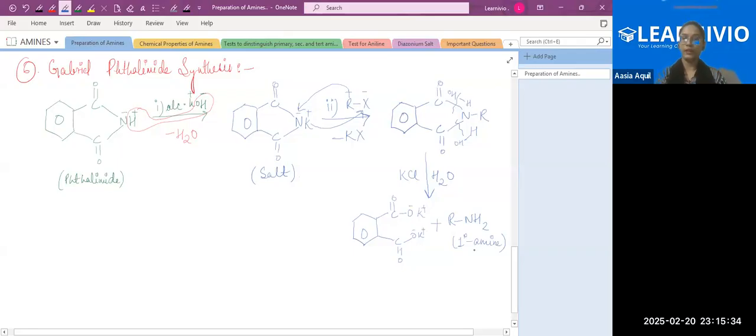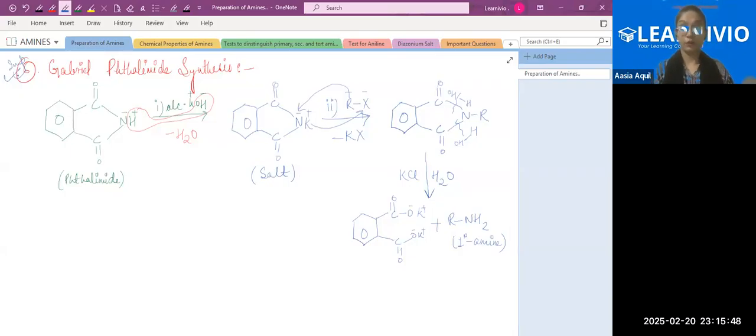That's how you get the primary amine from phthalimide. This is a very important reaction. Mark it, very important. Gabriel phthalimide synthesis. Sometimes they ask in the conversion also, just how you convert the phthalimide into primary amine. Okay.